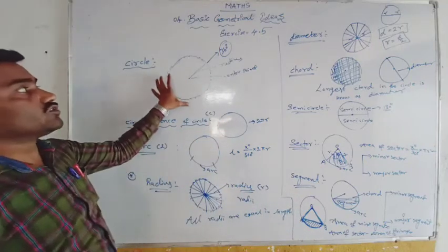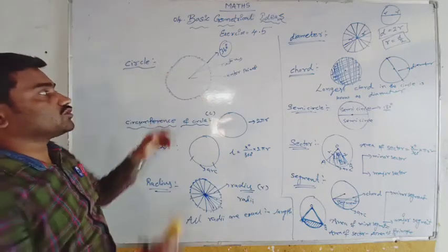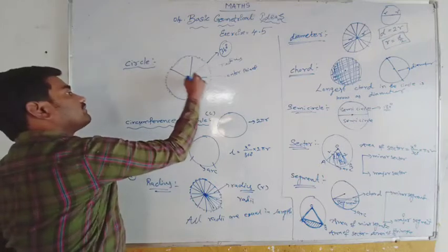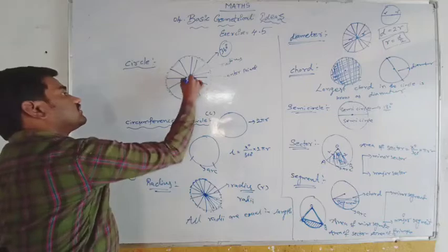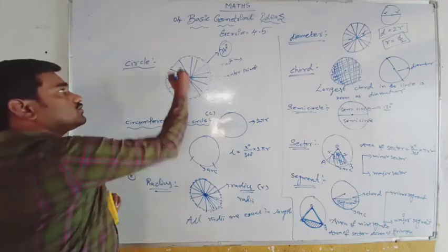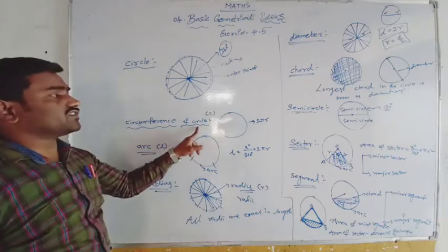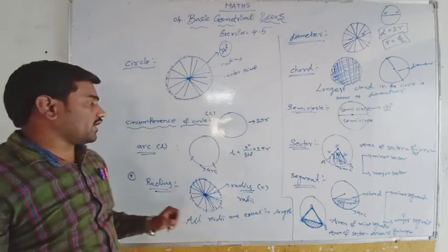A circle is a set of infinite points which are at a fixed distance from a fixed point. All these points are at a fixed distance from a fixed point. So if you join all these points, you will get a circle. The circumference of the circle, or boundary of the circle, is equal to 2 pi r.